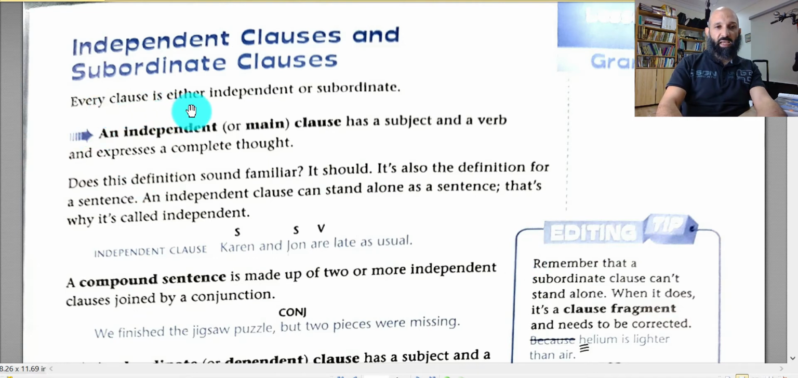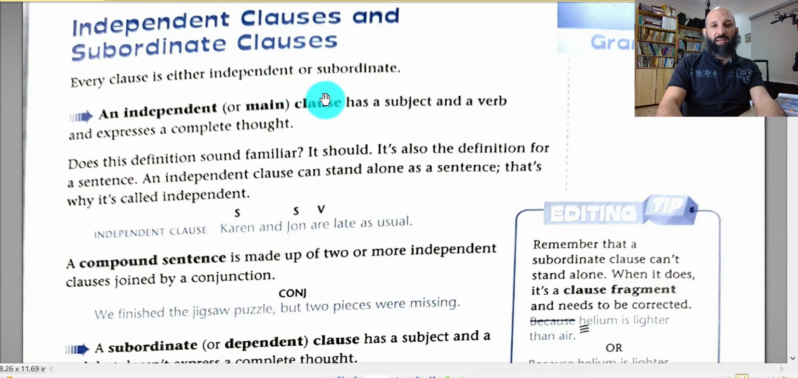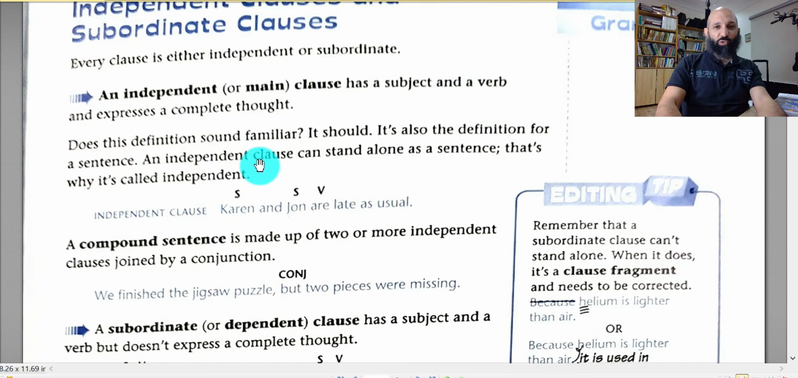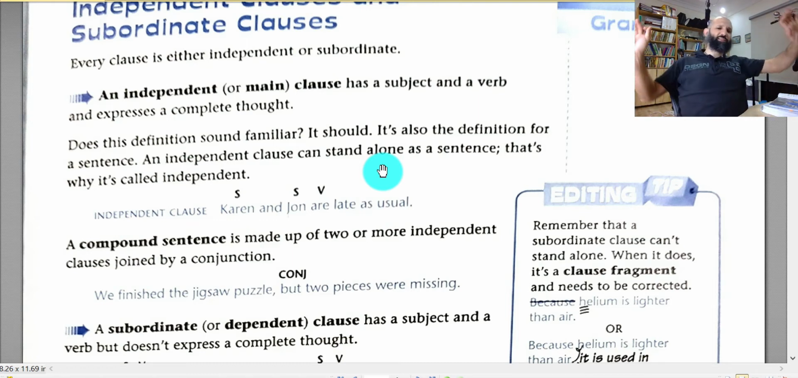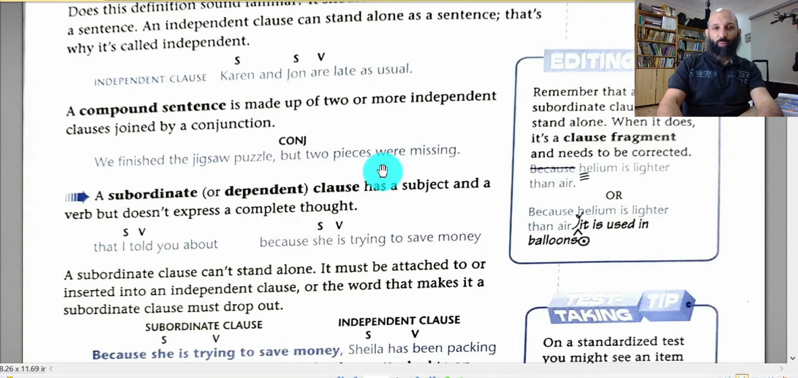Every clause is either independent or dependent or subordinate. An independent or main clause has a subject and a verb and expresses a main thought. Does this definition sound familiar? It should, because it's also the definition for a sentence. An independent clause can stand alone as a sentence, and that's why we call it an independent clause. It doesn't need anybody.